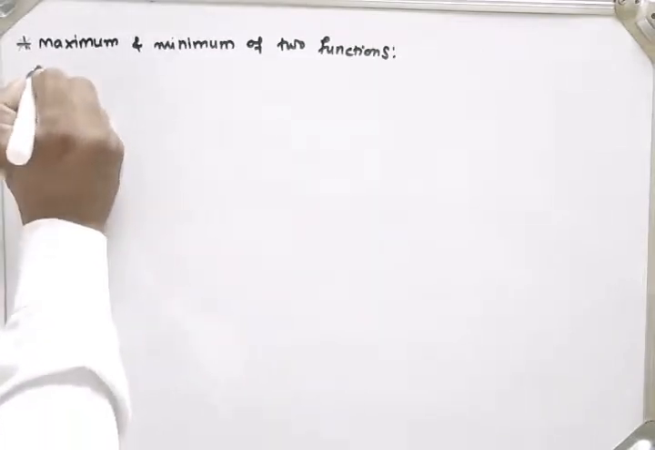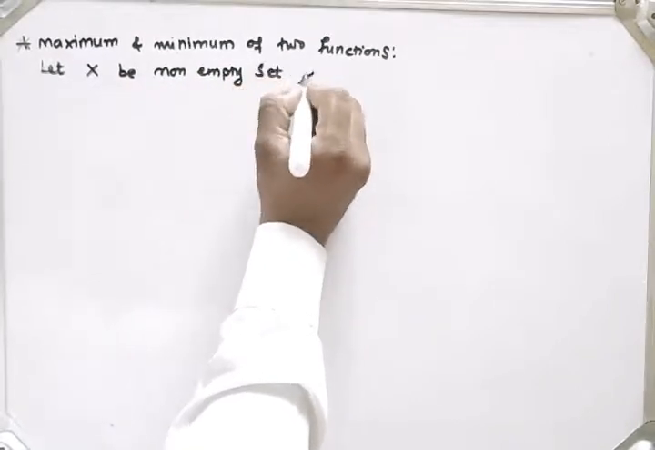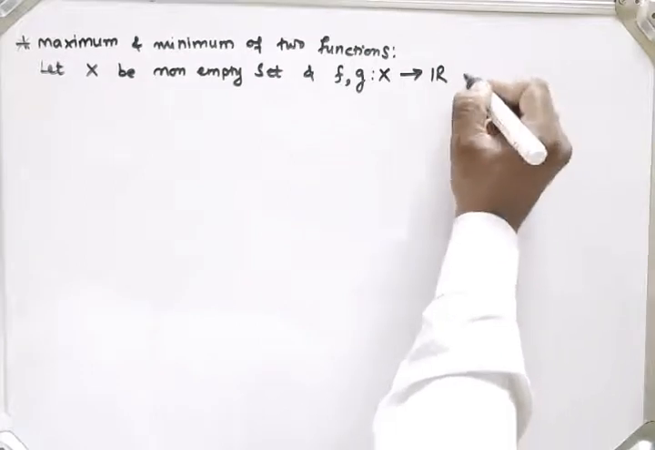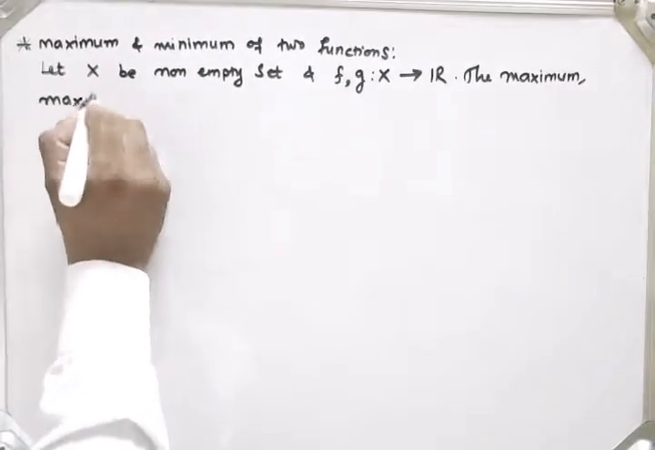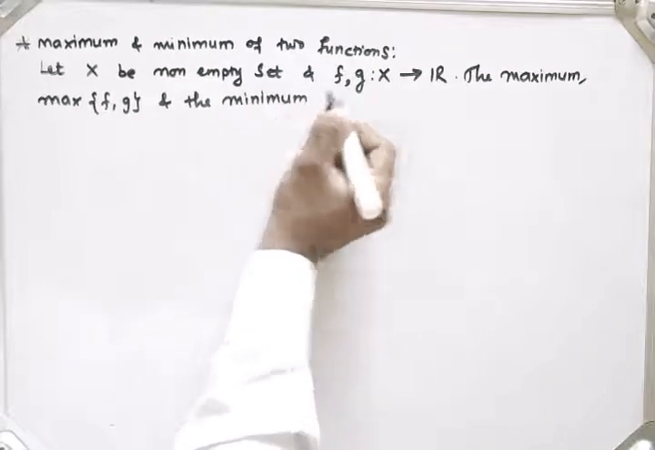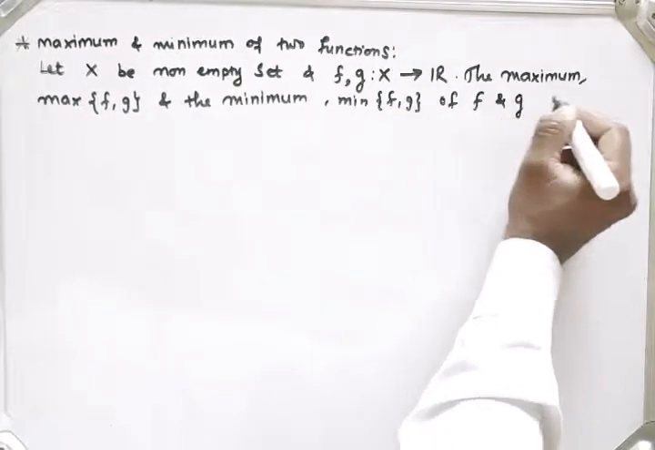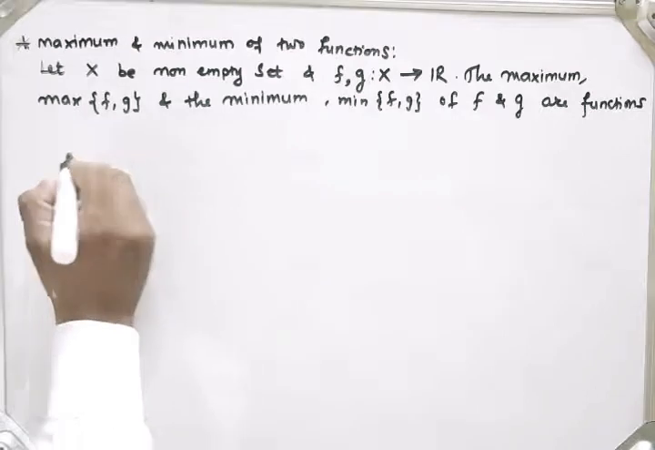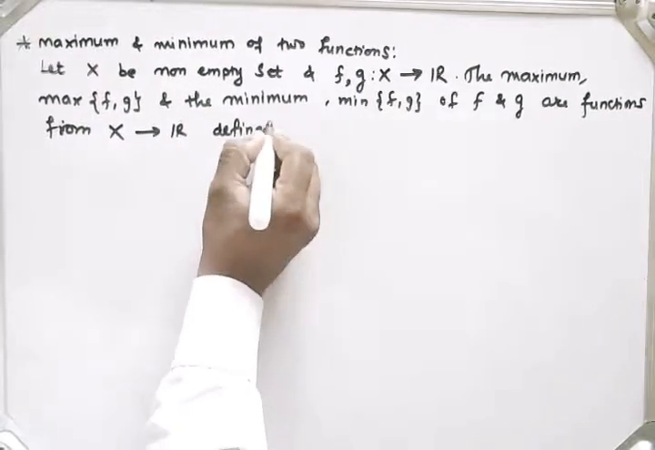So let's see the first definition. Let X be a non-empty set and f, g be two functions which have domain X and codomain R. The maximum, denoted by max of the functions f, g, and the minimum, denoted by min of the functions f, g, are functions from set X to R defined as below.